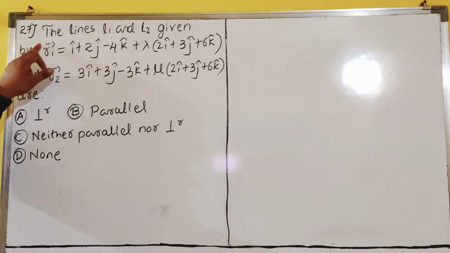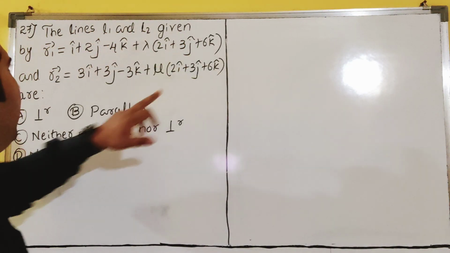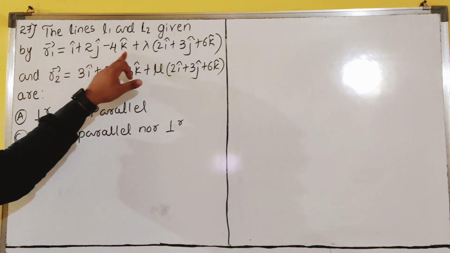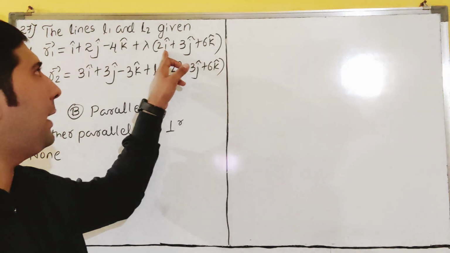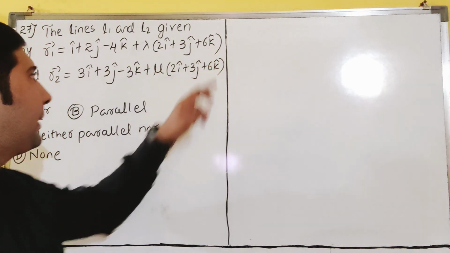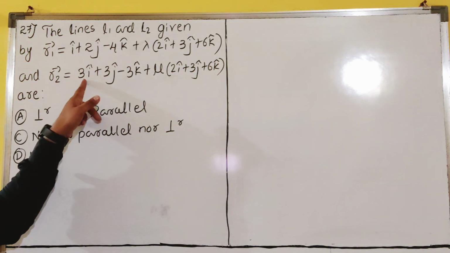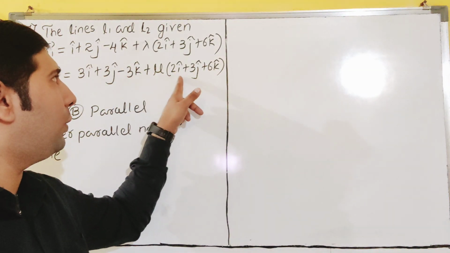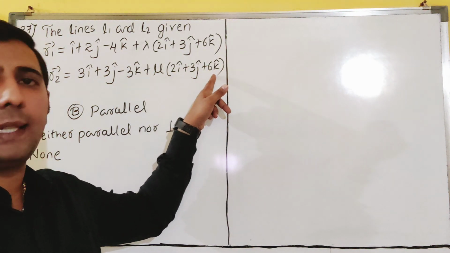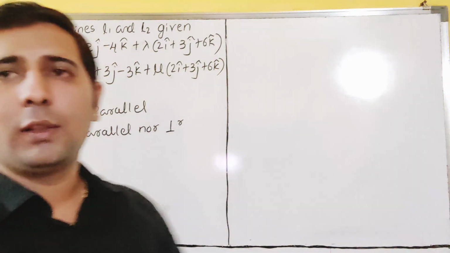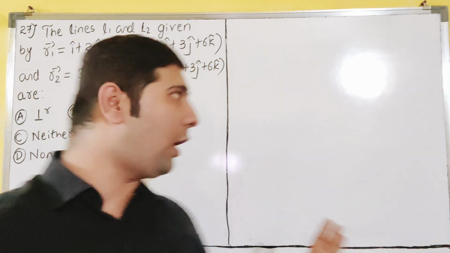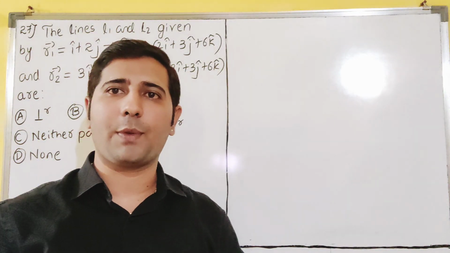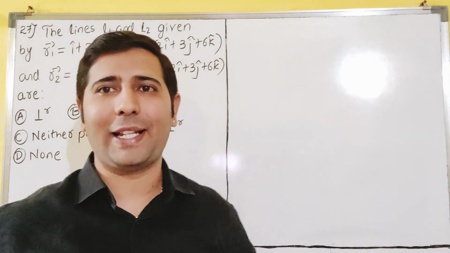That is question number 27. The lines L1 and L2 given by vector R1 is equal to I cap plus 2 j cap minus k cap plus lambda into 2 I cap plus 3 j cap plus 6 k cap, and vector R2 is equal to 3 I cap plus 3 j cap minus 3 k cap plus mu into 2 I cap plus 3 j cap plus 6 k cap are what? So these are perpendicular or parallel, or neither parallel nor perpendicular, or none of this. In these 4 options, which is the correct one, we have to say, dear students.